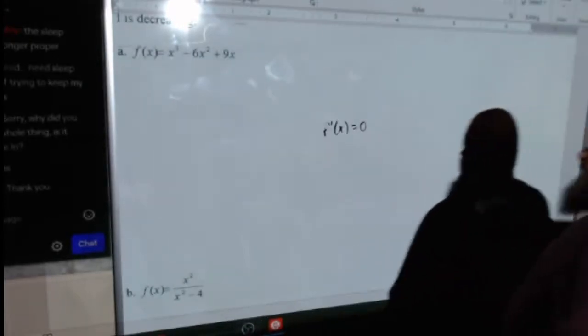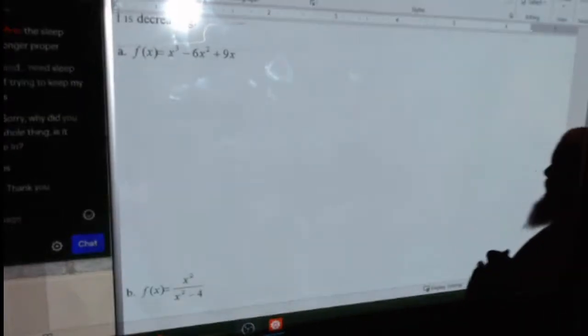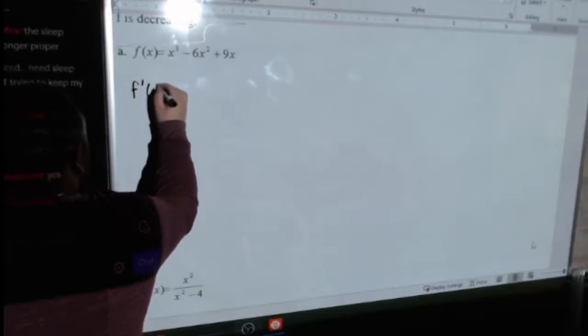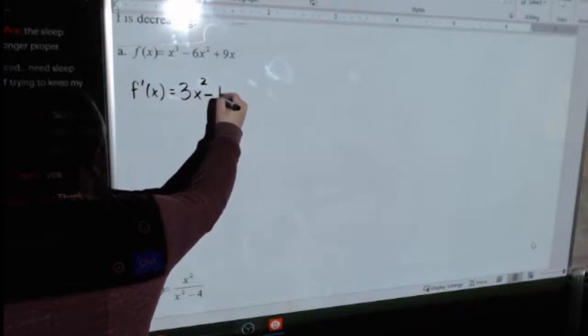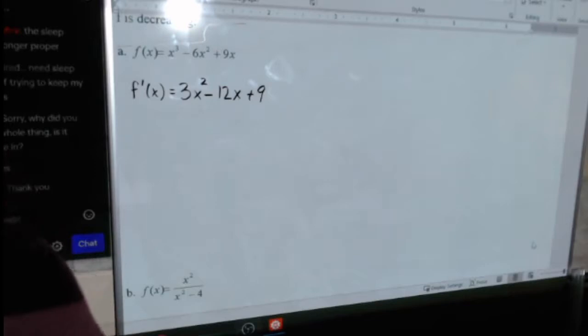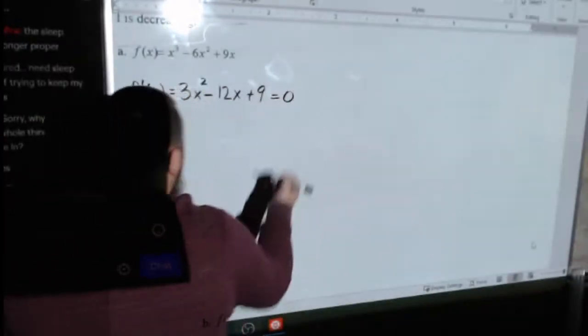So my equation is x cubed minus 6x squared plus 9x. And the first thing I have to do is find the derivative. So f prime of x is 3x squared minus 12x plus 9. Okay? Now I need to set that to 0 to find the critical values. So equals 0.